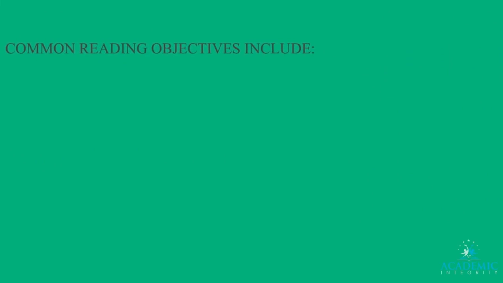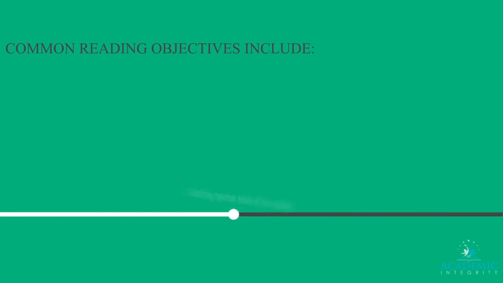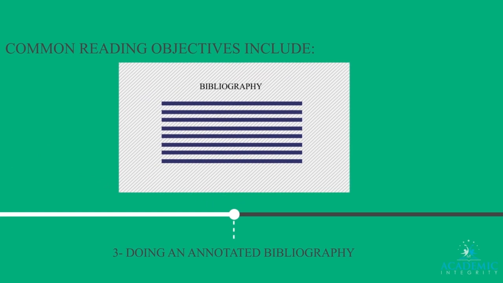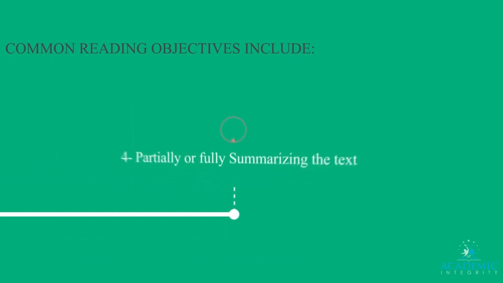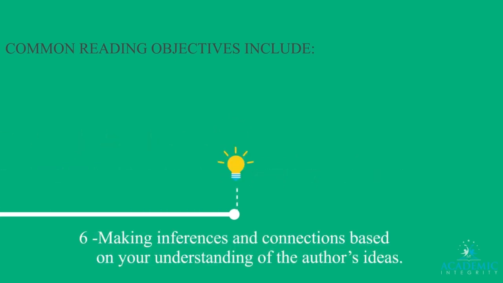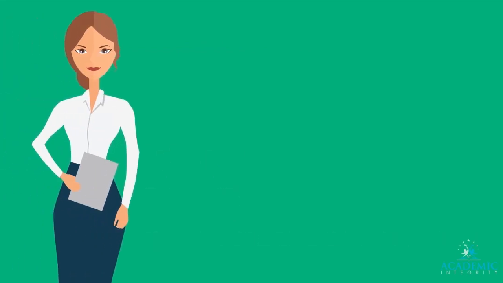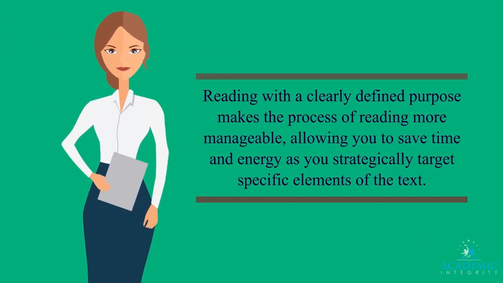Common reading objectives include identifying the thesis and main ideas of the reading, identifying important details of the reading, doing an annotated bibliography, partially or fully summarizing the text, determining the author's purpose and tone, making inferences and connections based on your understanding of the author's ideas, and responding to or critiquing the ideas of the reading. Reading with a clearly defined purpose makes the process of reading more manageable, allowing you to save time and energy as you strategically target specific elements of the text.